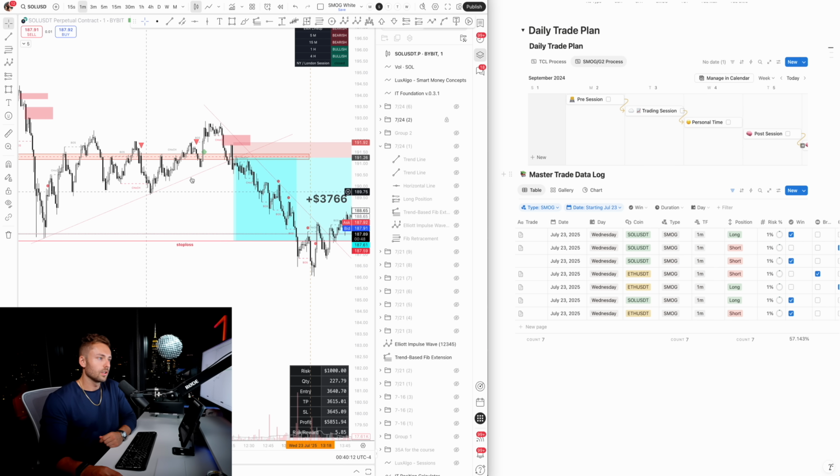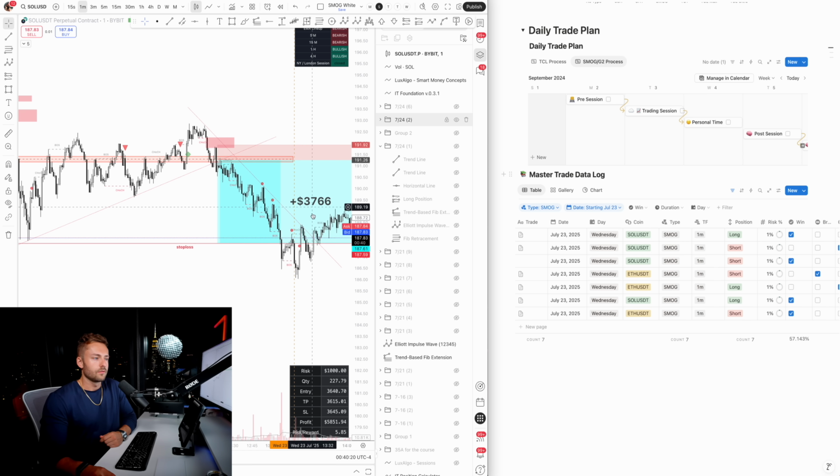Okay, next trade, we were able to get a better entry. Once again, critical level was broken. We tapped into our key area. We're able to trade this all the way down for a total of $3,766 on this trade.